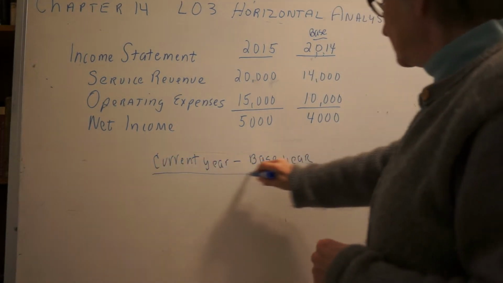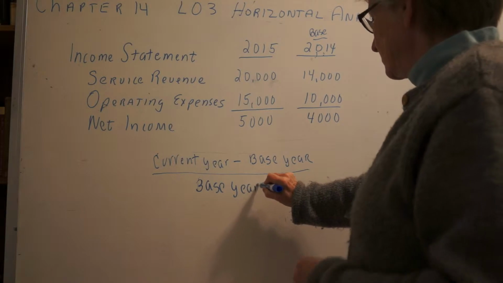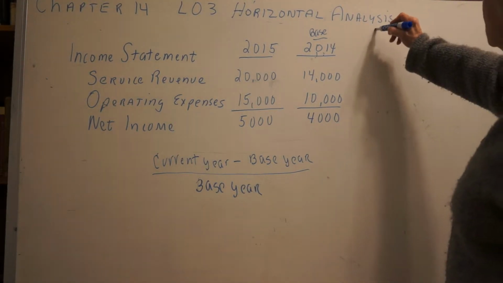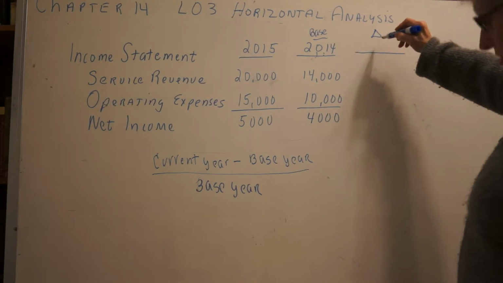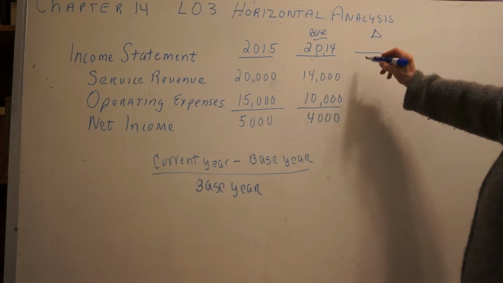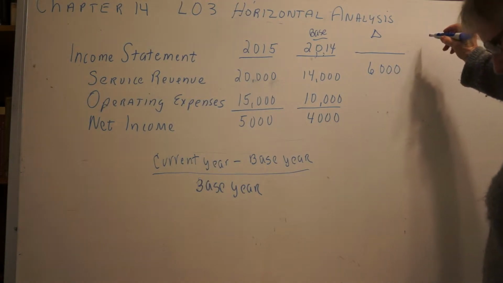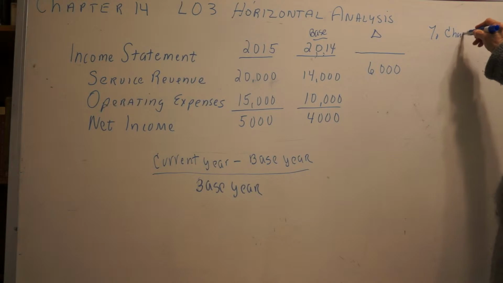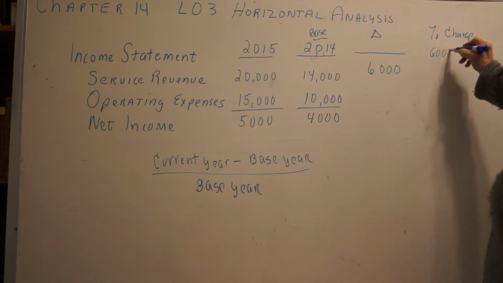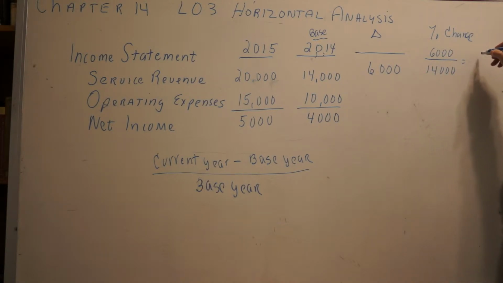So you can take the current year minus the base year divided by the base year. And if we go current year minus the base year, that gives us the change, okay? So that would be the current minus the base. So current is 20, base was 14, so that's a $6,000 change. And then to get the percent change, you divide the 6,000 change by the base year of 14, and that gives you a 43% change. 0.43, also expressed as 43%.